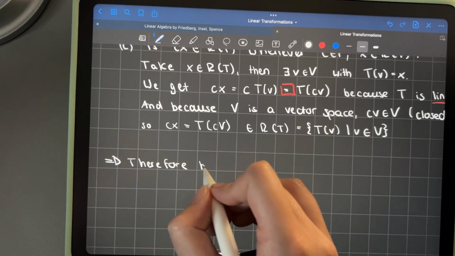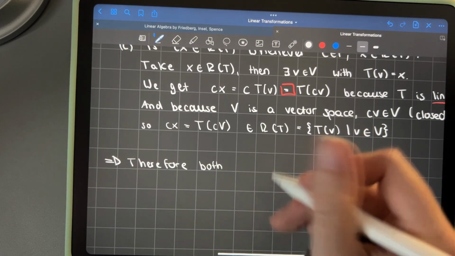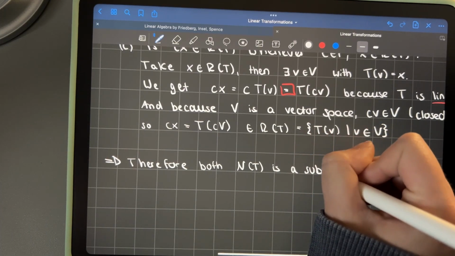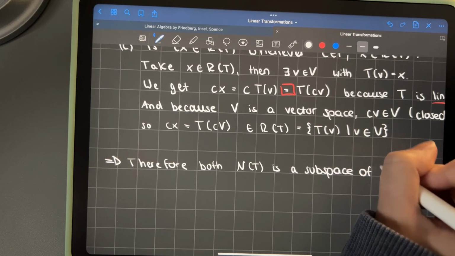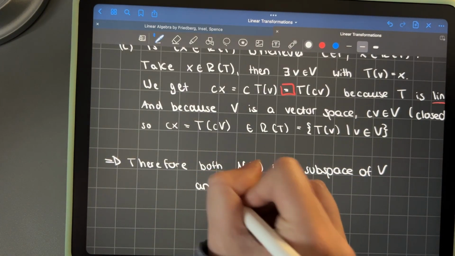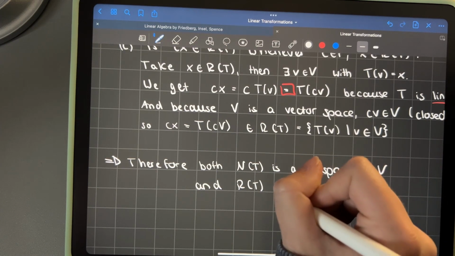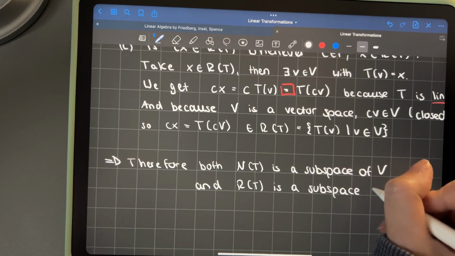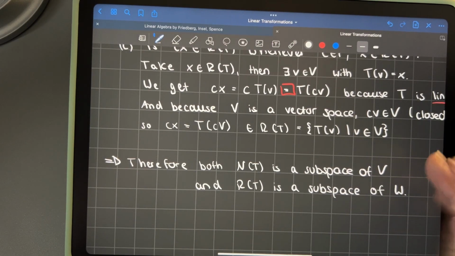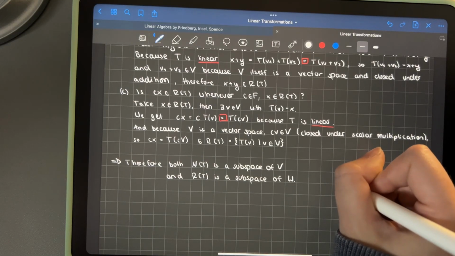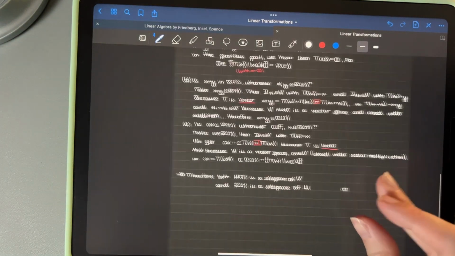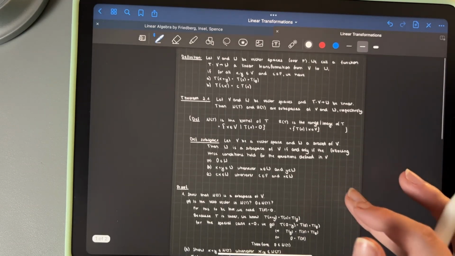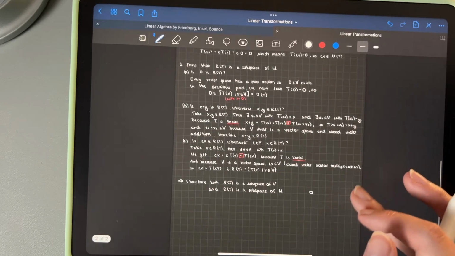Therefore, both N(T) is a subspace of V, and the image R(T) is a subspace of W. And now we can draw a little box, because that means the proof is done. I'm just zooming out a bit so you can see what we did.